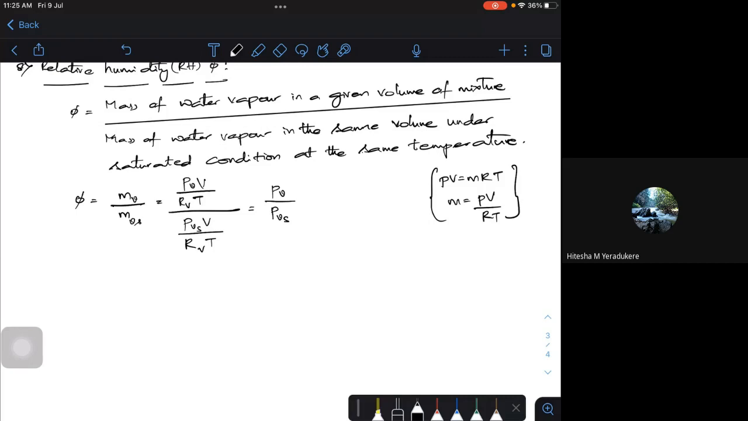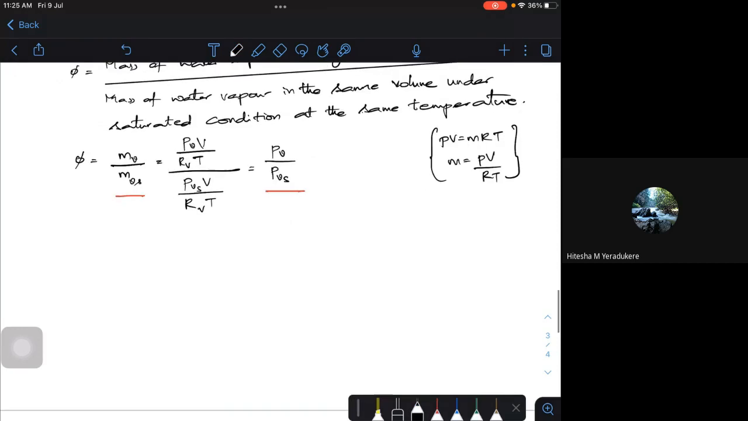If you look at it now, I have got two definitions. The first definition is that I have defined it as the mass of water vapor in the given volume of the mixture divided by the mass of water vapor in the same volume under saturated conditions at the same temperature. From the definition and according to your characteristic gas equation, I ended up with two things. One is mass of water vapor to mass of water vapor in saturation. Now the same thing got converted to the partial pressure. It is not total pressure, it is the partial pressure.